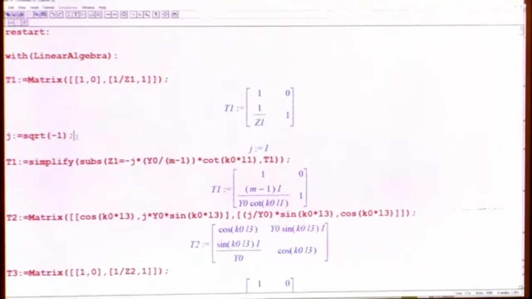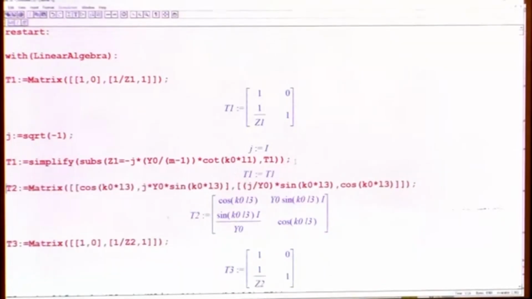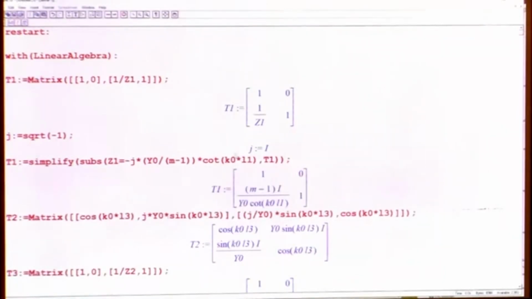Now, let us go back to our Maple and begin to simplify things. j is the square root of minus 1, an imaginary number, and in T1 we now substitute Z1 is equal to minus j into y of the annular cavity. That we just saw is y naught divided by m minus 1 into cot of k naught L1, and we substitute this in T1. Well, the idea of this brief digression is not to introduce a tutorial in Maple, but more of an ad hoc approach, introducing some symbols as we need them. So, let me just begin again with the linear algebra package, and this is the square root of minus 1, and once we simplify we get this.